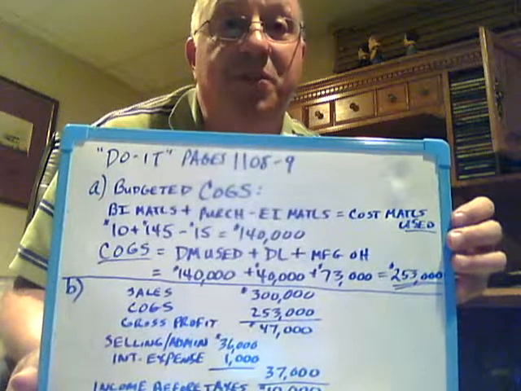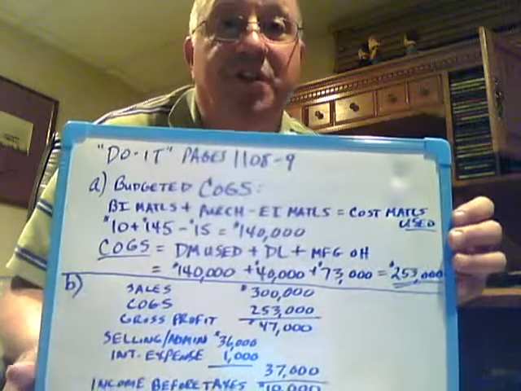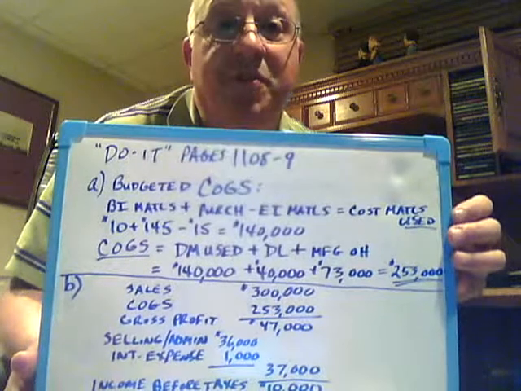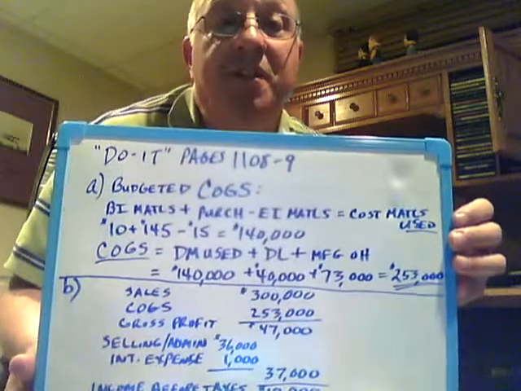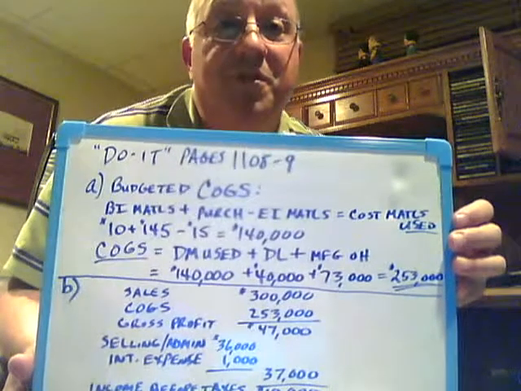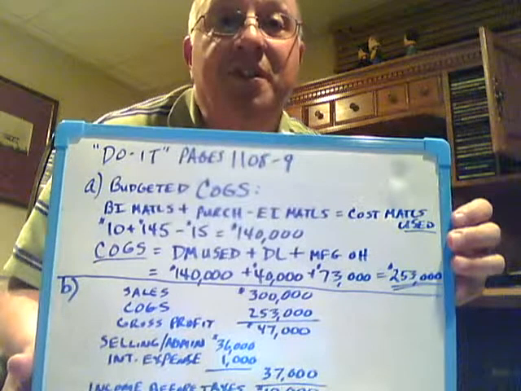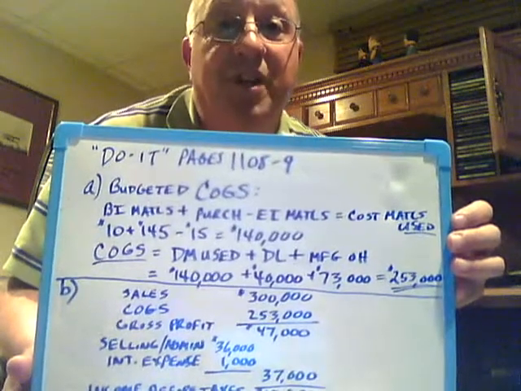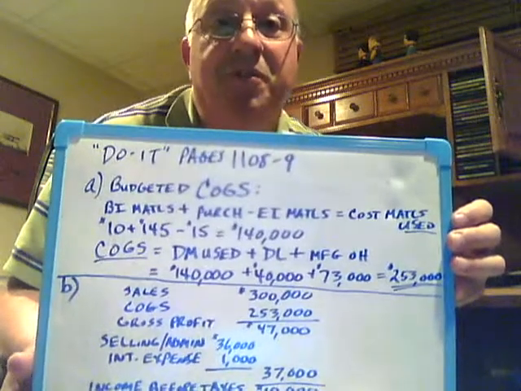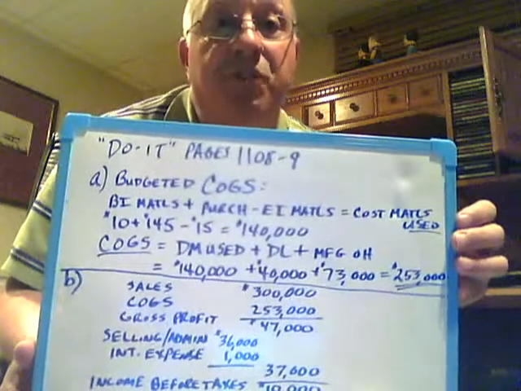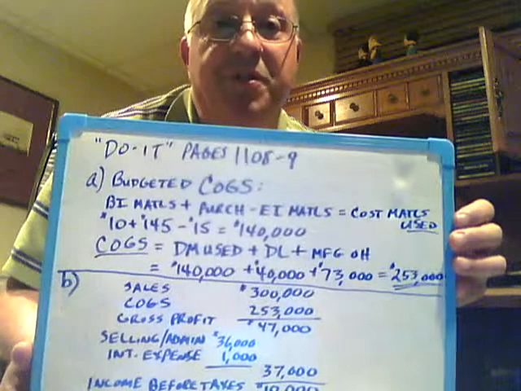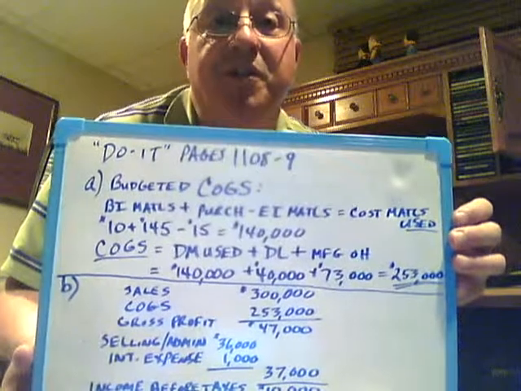We have to take those direct materials used, and to that add the direct labor and the manufacturing overhead. So the direct labor was the 40,000 that was given to us. The manufacturing overhead of 73,000 was also given to us. So when we add those three figures together, we get a cost of goods sold of $253,000.